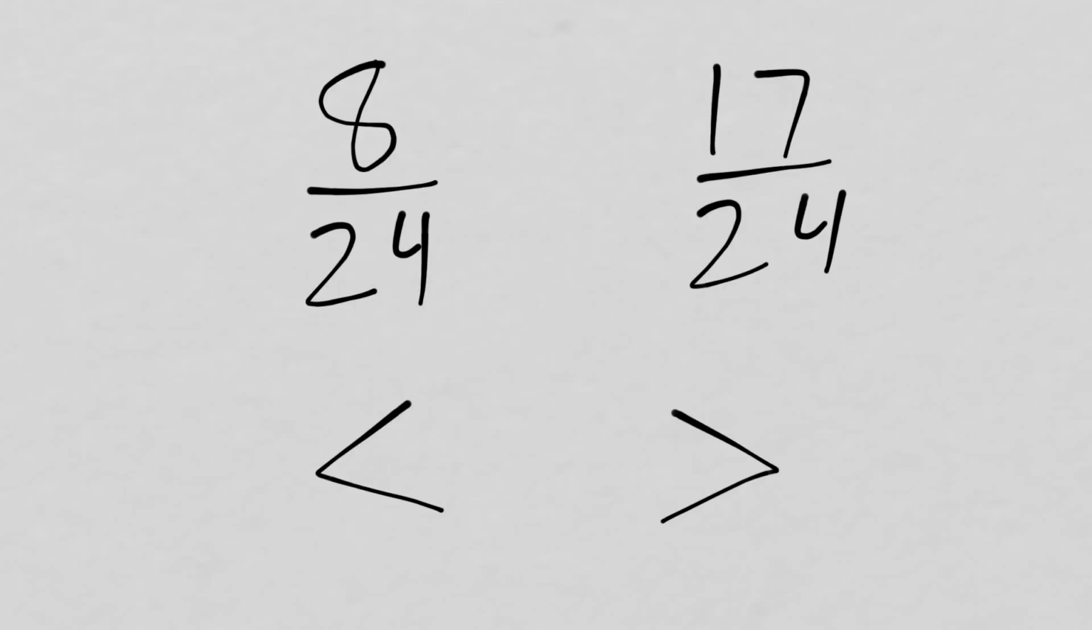Alright, 8/24 and 17/24 both have the common denominator of 24. So we're just going to compare our numerators again. 8 to 17. Well, 17 is bigger than 8, so we are going to use the less than symbol. 8/24 is less than 17/24.